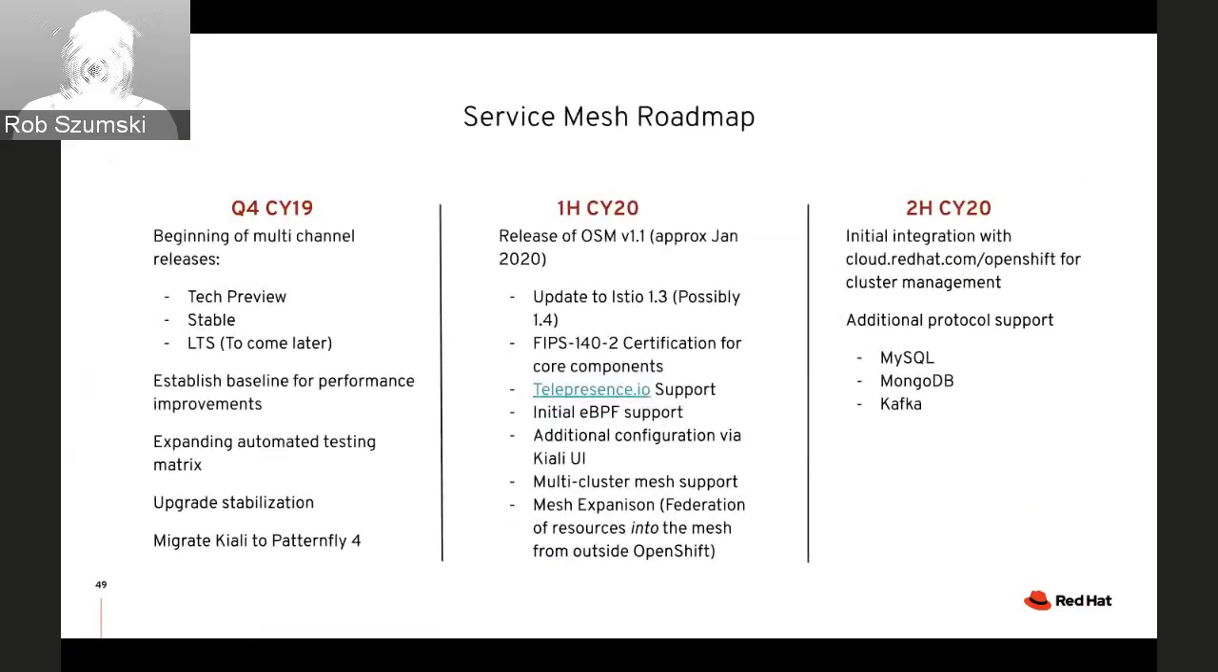This is what the service mesh roadmap looks like. So we are, I believe, the first Kubernetes offering to GA a service mesh based on Istio. And so we have that out now. We're going to have other channels of releases, like a long-term support channel and things like that. And we'll keep integrating and improving upon all the components that we talked about, Istio and Jaeger, Kiali, Prometheus, Grafana.